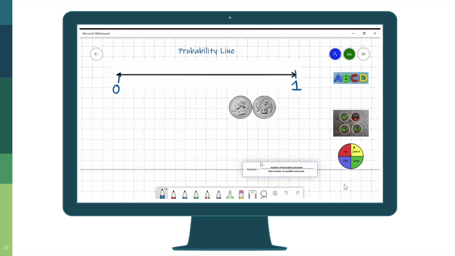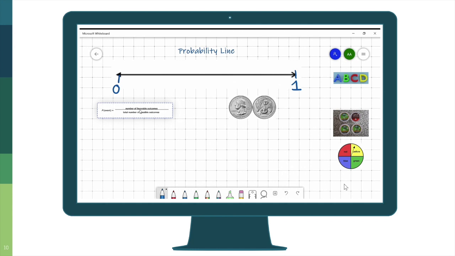And so back to the probability that our coin will land on a head. We actually have a formula that can help us work through this. Our formula for the probability of an event is the number of favorable outcomes divided by the total number of possible outcomes.